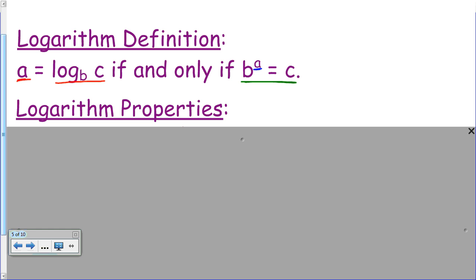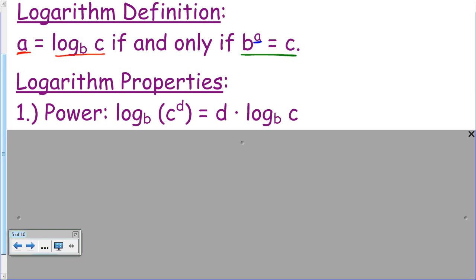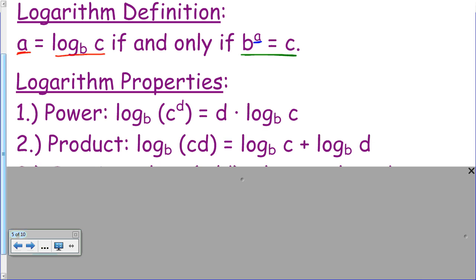So let's look at the logarithm properties. And the first property there is the property for the log of a power. We actually use this quite often when we want to solve for something that's in the exponent. We take the log of both sides. We use logarithms to solve that. And it's because of this property right here. If you have the log base b of c raised to the d power, that's the same as d times the log base b of c. So you can take that exponent, that d, and you can bring it out front as a coefficient in front of the logarithm.